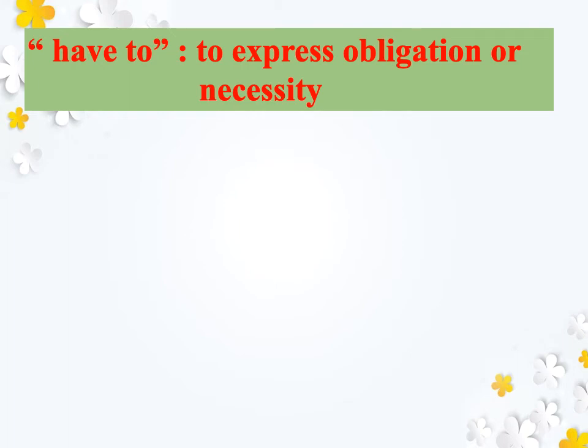Today we learn how to express obligation or necessity. We have the affirmative form: subject plus have to or has to plus verb base. Example, we have to clean the house carefully before Tet. Negative form: subject plus don't have to or doesn't have to plus verb base. Example, she doesn't have to wear a company uniform.